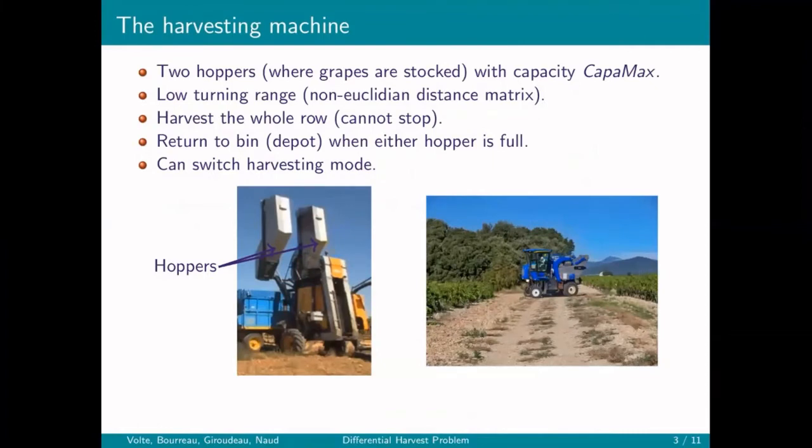We can't stop in the middle of a row, so we have to empty the bin and come back later to finish harvesting this row. This means that you can only harvest the row if you have enough capacity in both hoppers, and when either hopper is full, you have to return to the bin to empty the hoppers.